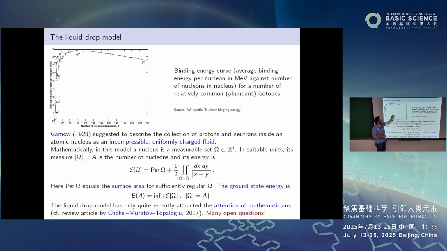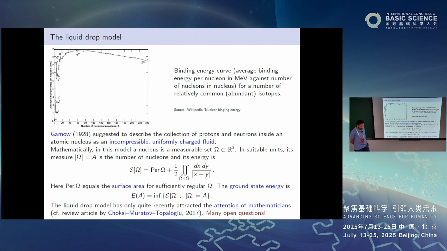On the other side of this maximum, that's nuclear fission. There you want to break the nuclei apart. This is uranium, and that's the other side. Okay, so this is the picture that I hope we all know.